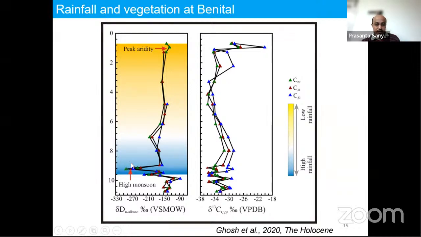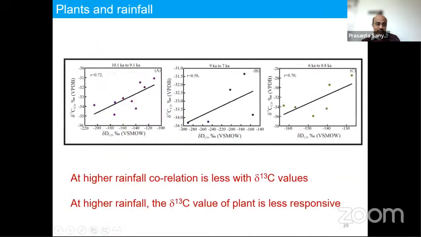But the most interesting part, what we thought, is in this area where you had high rainfall, but the carbon isotopic composition is not reflecting that higher variation. What could be the reason? To understand that, we have grouped our data into 3 time zones. One is 10 to 9 kiloyear, the other is 9 to 7 kiloyears, and the third is 6 to 0.8 kiloyear. In these plots, the horizontal axis is the hydrogen isotopic composition of alkane, and the vertical axis is the carbon isotopic composition of the alkane.